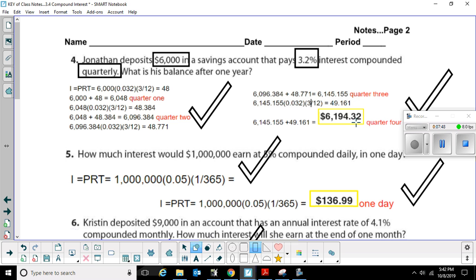And my final balance after 1 year, 4 quarters, is $6,194.32.